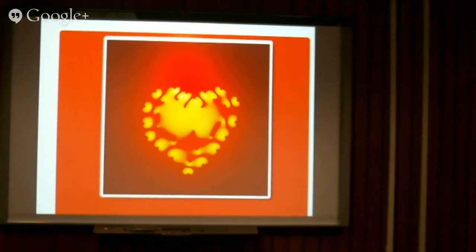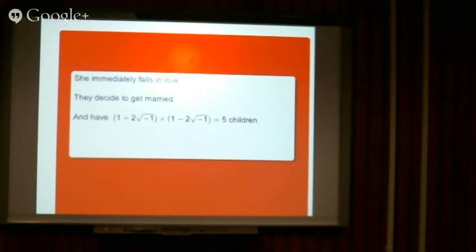And what the woman had done was place the polynomial not by the coefficients, but by the locations of a shape of a heart. So she was trying to say that I'm interested. And she immediately falls in love. And the reason why she does, because the guy was smart enough to solve the polynomial equation. Not because he was a good-looking guy or rich or anything. They decided to get married and have these many kids. You see, that's the connection between complex numbers and ordinary numbers.